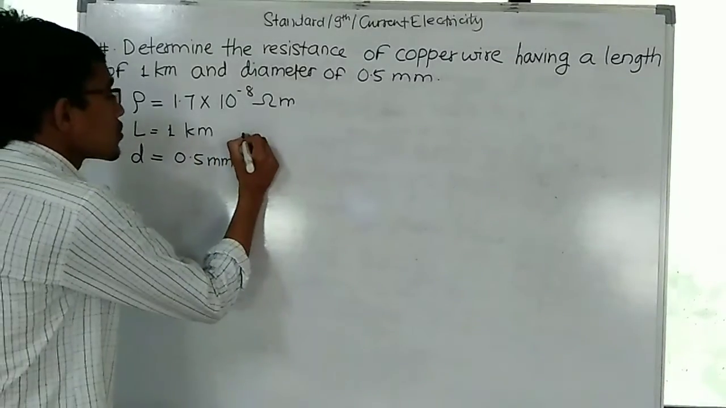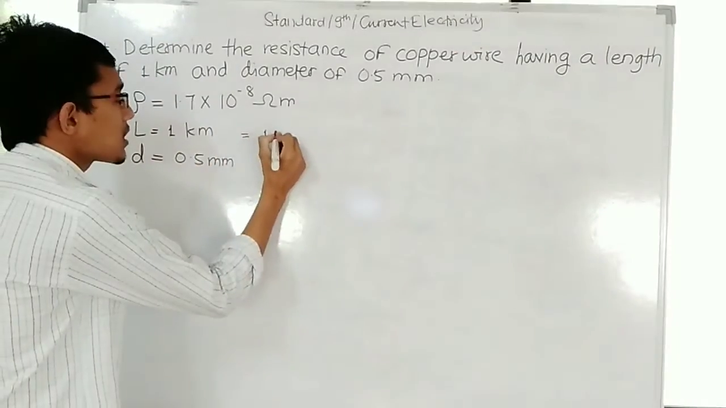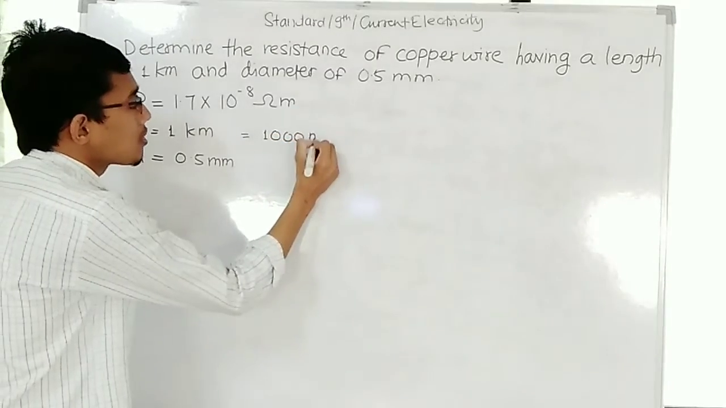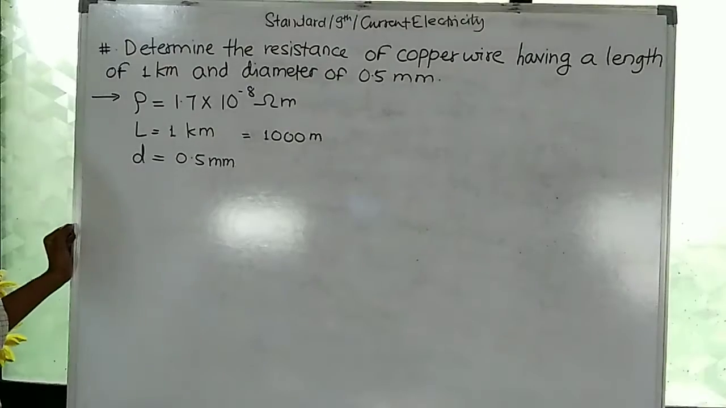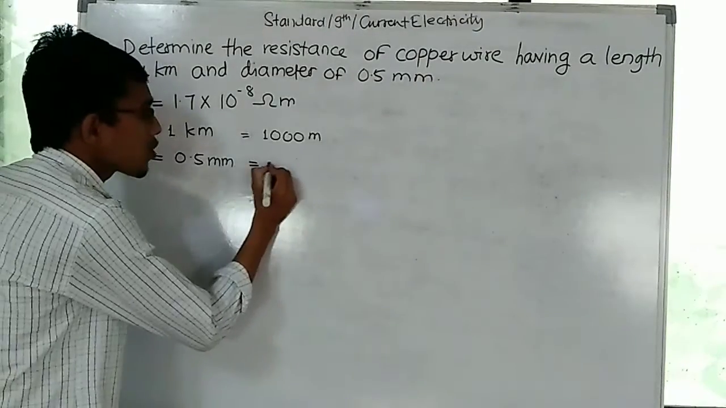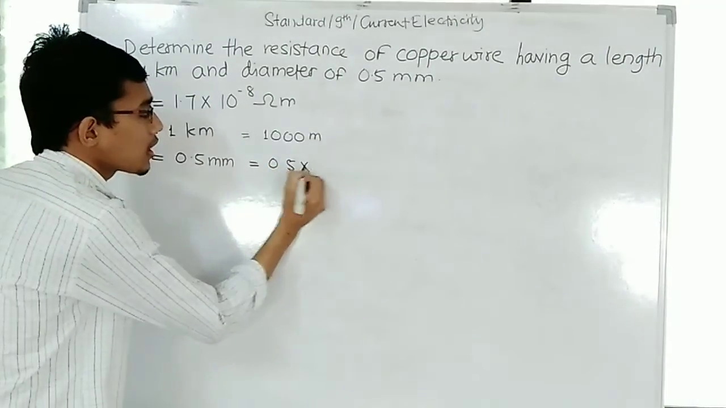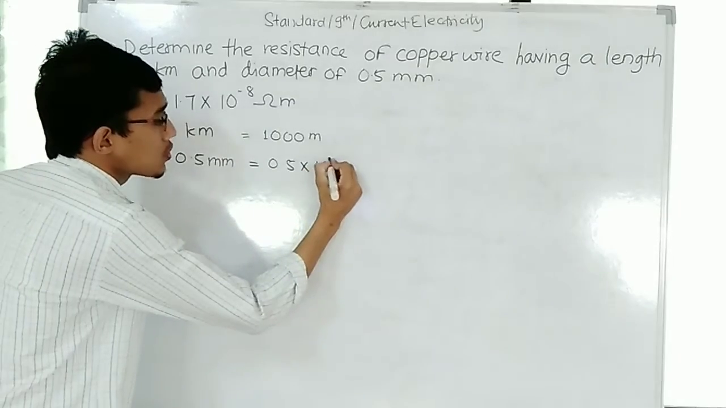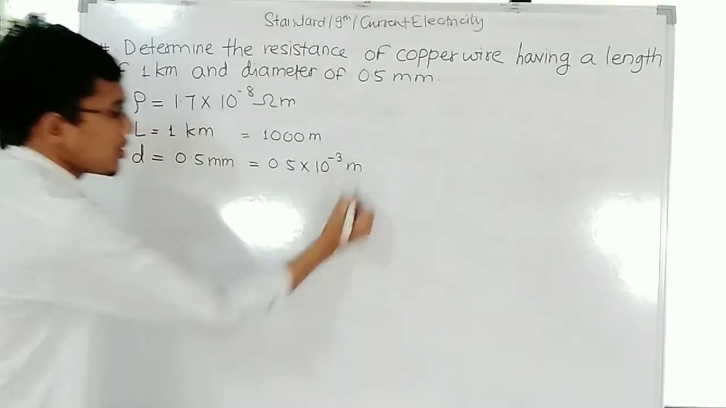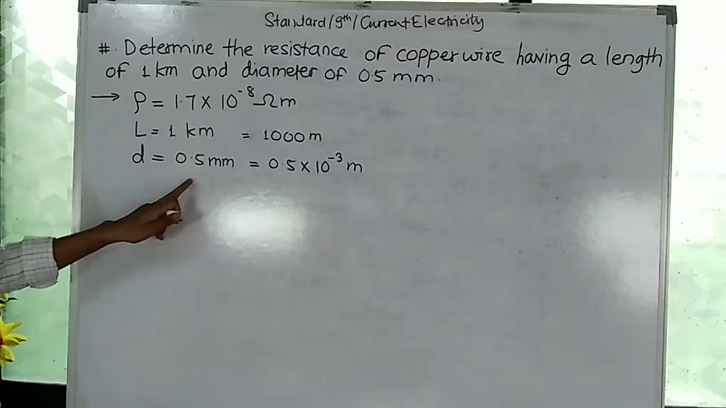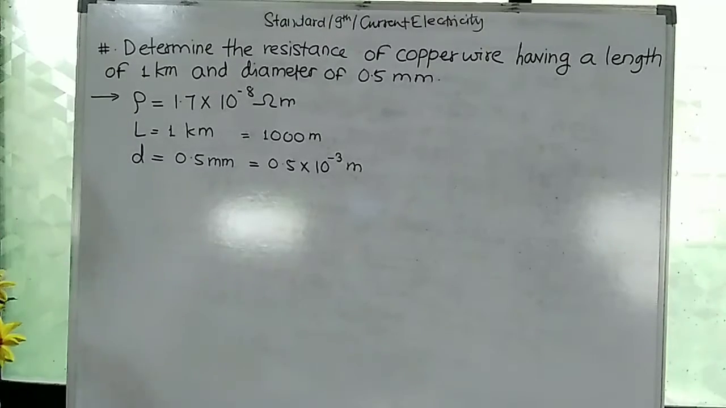Okay, so 1 kilometer is nothing but 1000 meters. So length is 1000 meter. And diameter will be 0.5 into 10 raised to minus 3 meter. So 0.5 millimeter can be written as 0.5 into 10 raised to minus 3 meter.